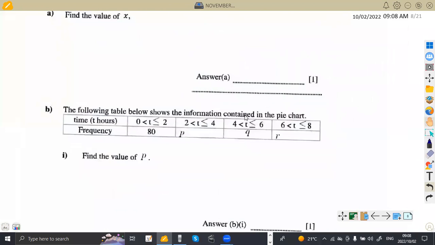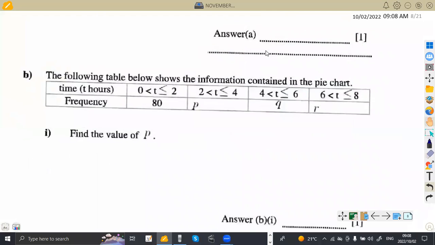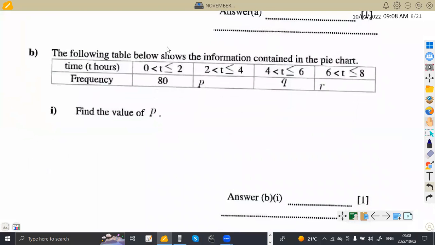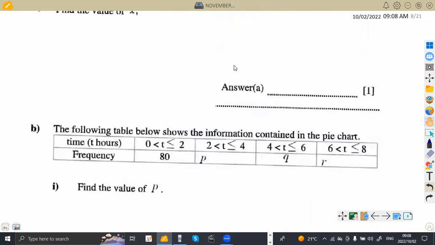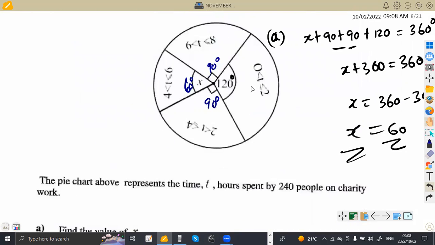Now the question is, from the information that we get, the table below shows the information contained in a pie chart. Okay, from 0 to t, this is the time. The frequency is what? Is 80. What about from t to 4? Okay, here what are you given from 0 to 2? Let us cross check. From 0 to 2, you're given an angle of 120. So that one is a simple proportion that you're going to use in this case.